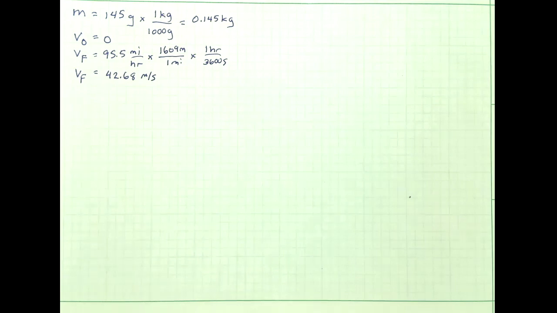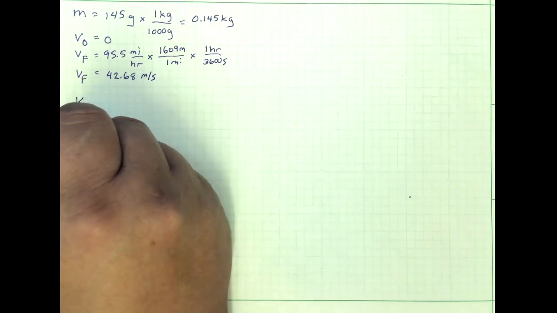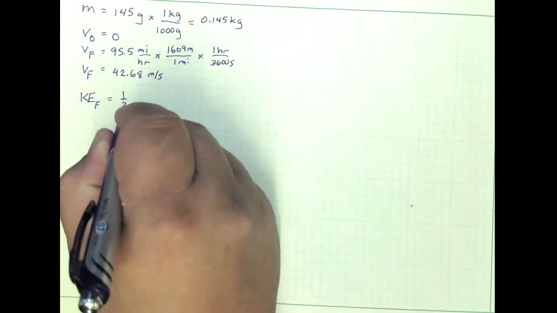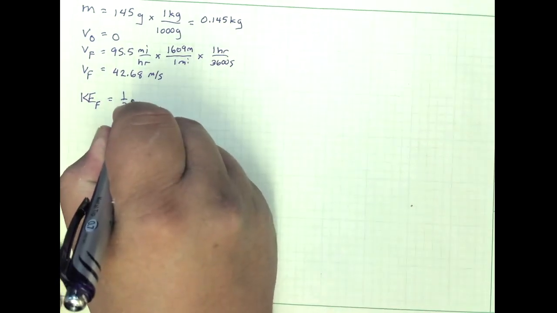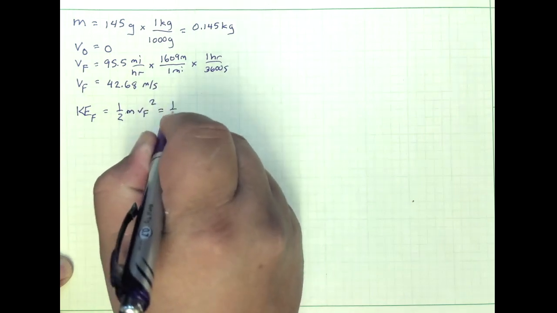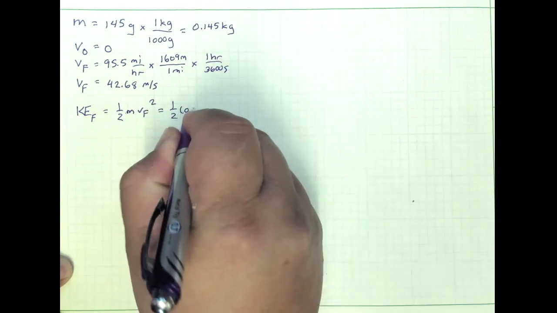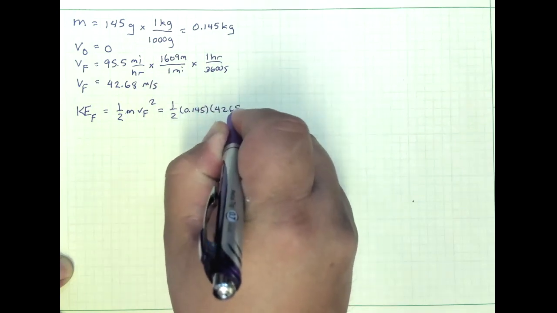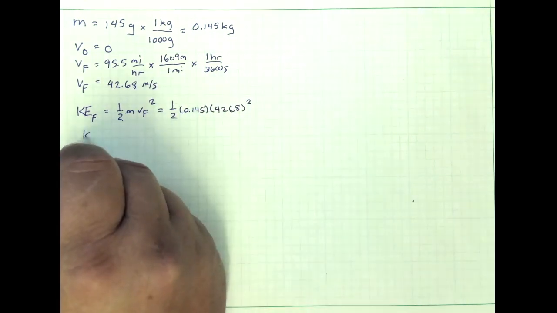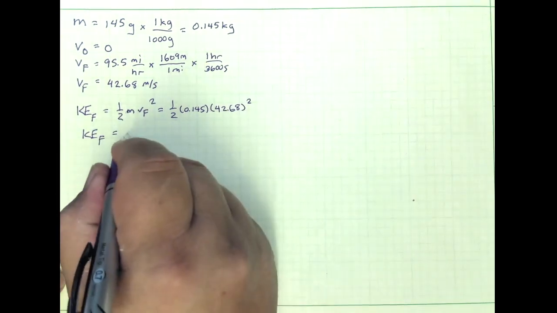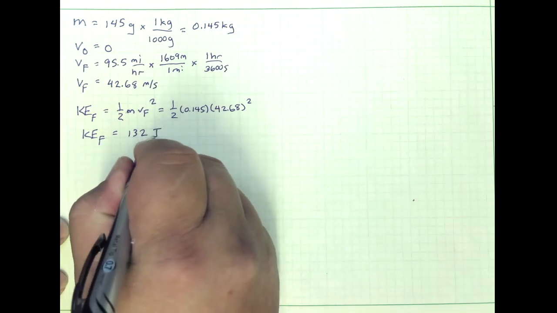And that's all the data we need to answer the first question, because we know that the kinetic energy final is going to be equal to 1/2 times the mass of the baseball times the final velocity squared. Well, that's just 1/2 times 0.145 times 42.68 squared. That gives us a final kinetic energy of 132 joules.